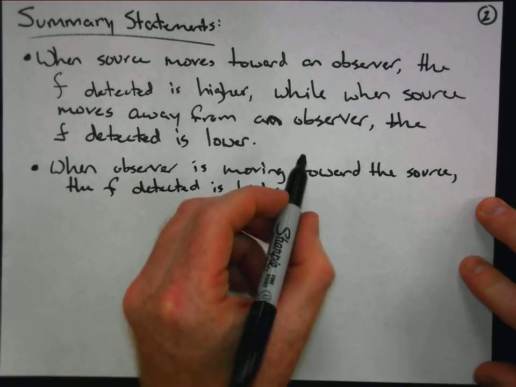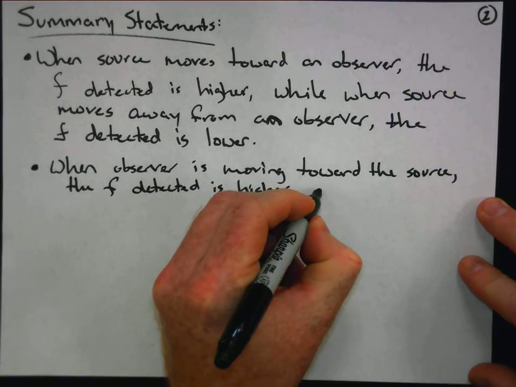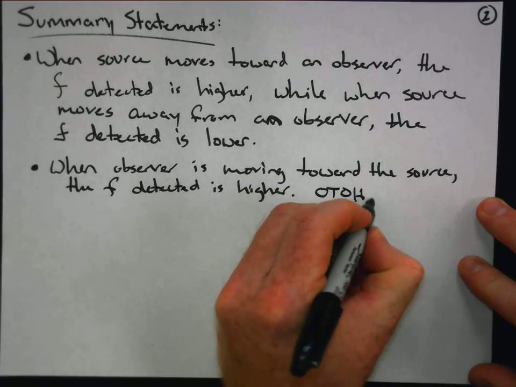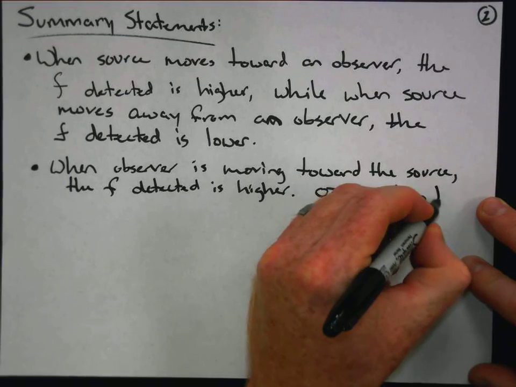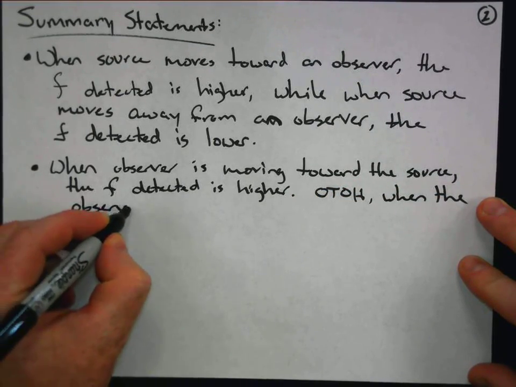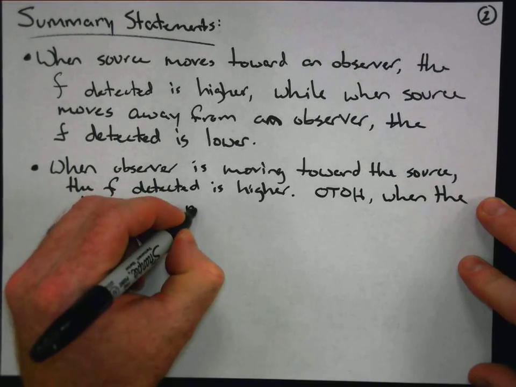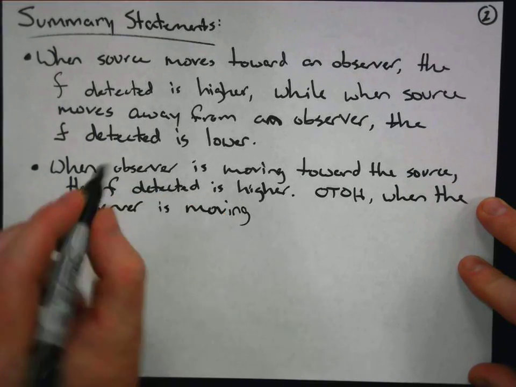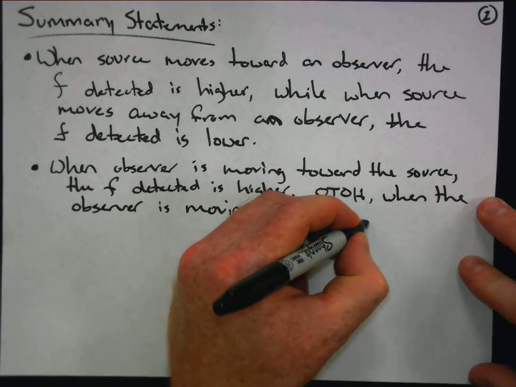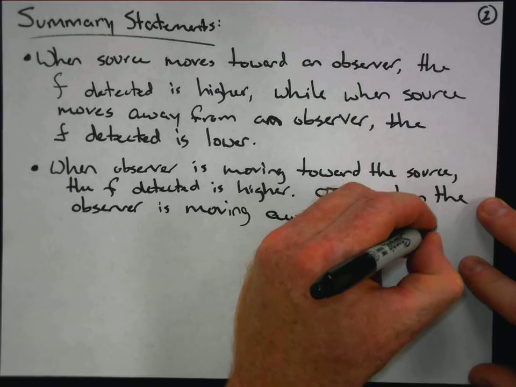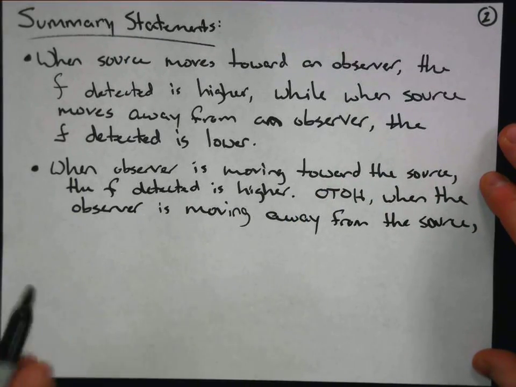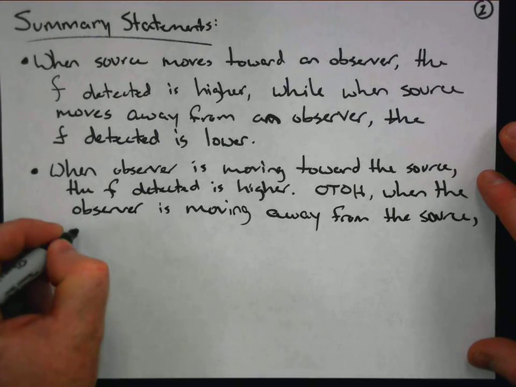Okay, now conversely, on the other hand, how's that? When the observer is moving away from the source, comma, the frequency detected is lower.